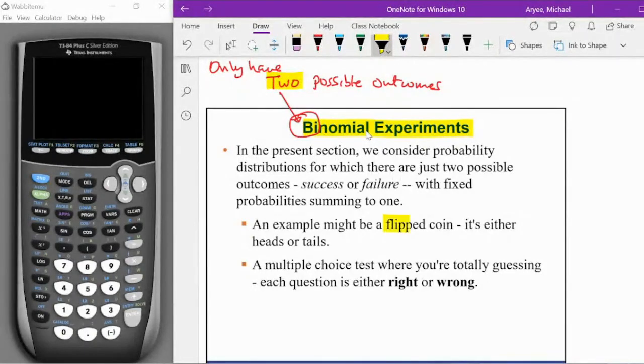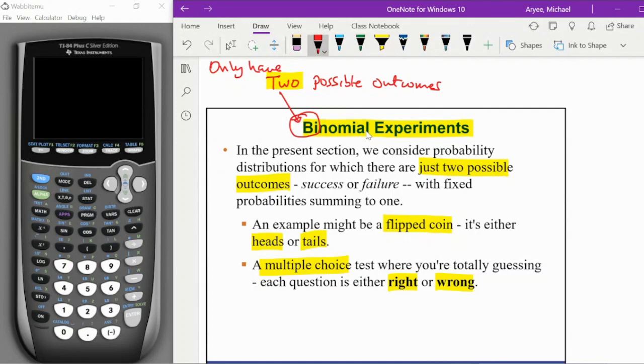An example could be you flip a coin. You don't have any middle ground, it's either a head or a tail. Or in a multiple choice question, your answer may either be correct or your answer may be wrong. Because a binomial just has two possible outcomes, right?